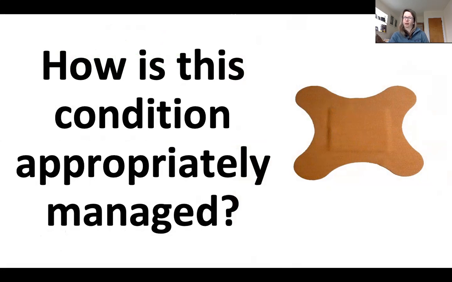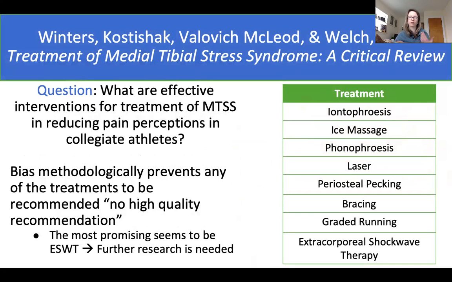So how do we appropriately manage this condition? We have a patient diagnosed with MTSS. We've ruled out other conditions. What do we do next? So what are some different treatment models?